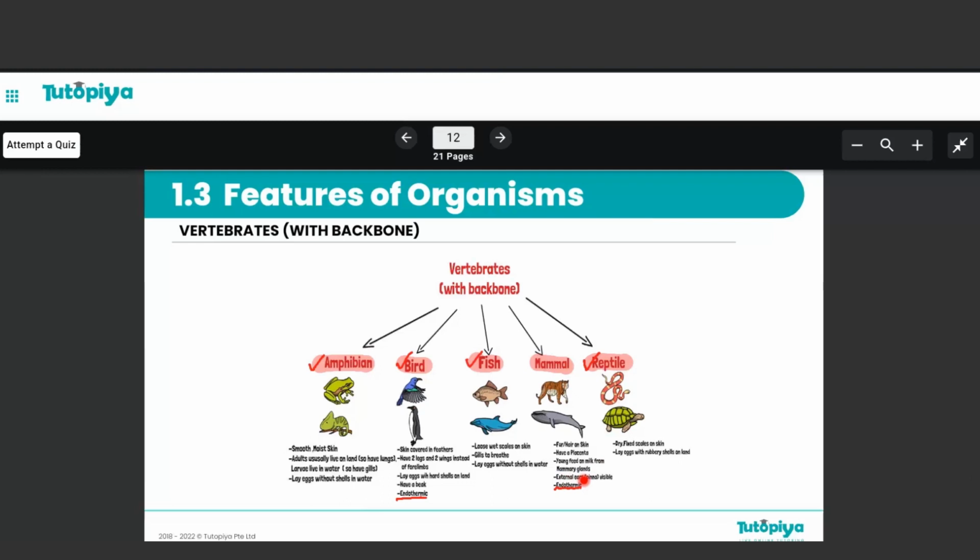And the other features include having fur or hair on their skin, having a placenta, having external ears, and being endothermic. So these are the features you should know about the mammals, and that brings us to the end of the vertebrates. I hope you all got a good understanding of these groups within the animal kingdom. So now let's try a few questions.